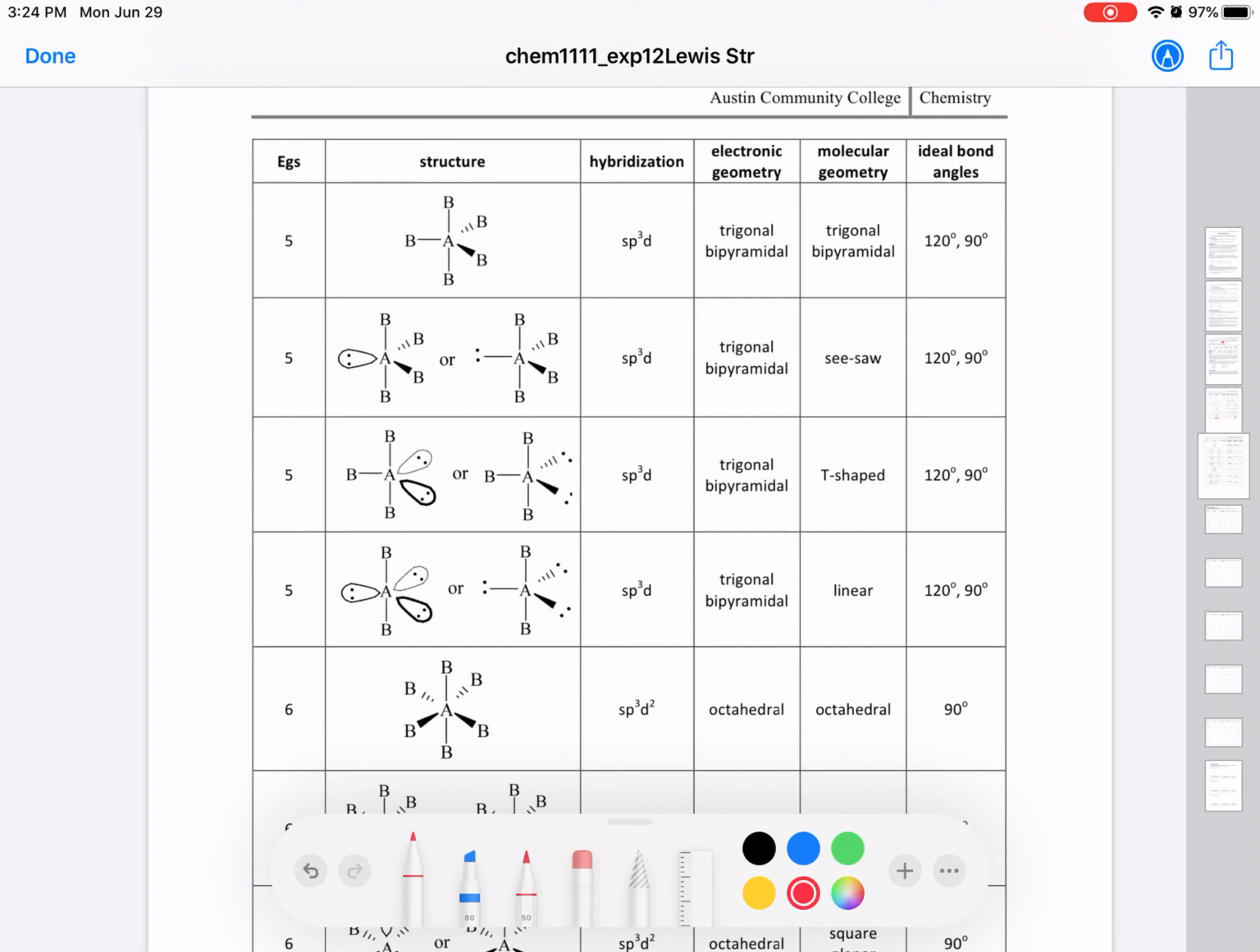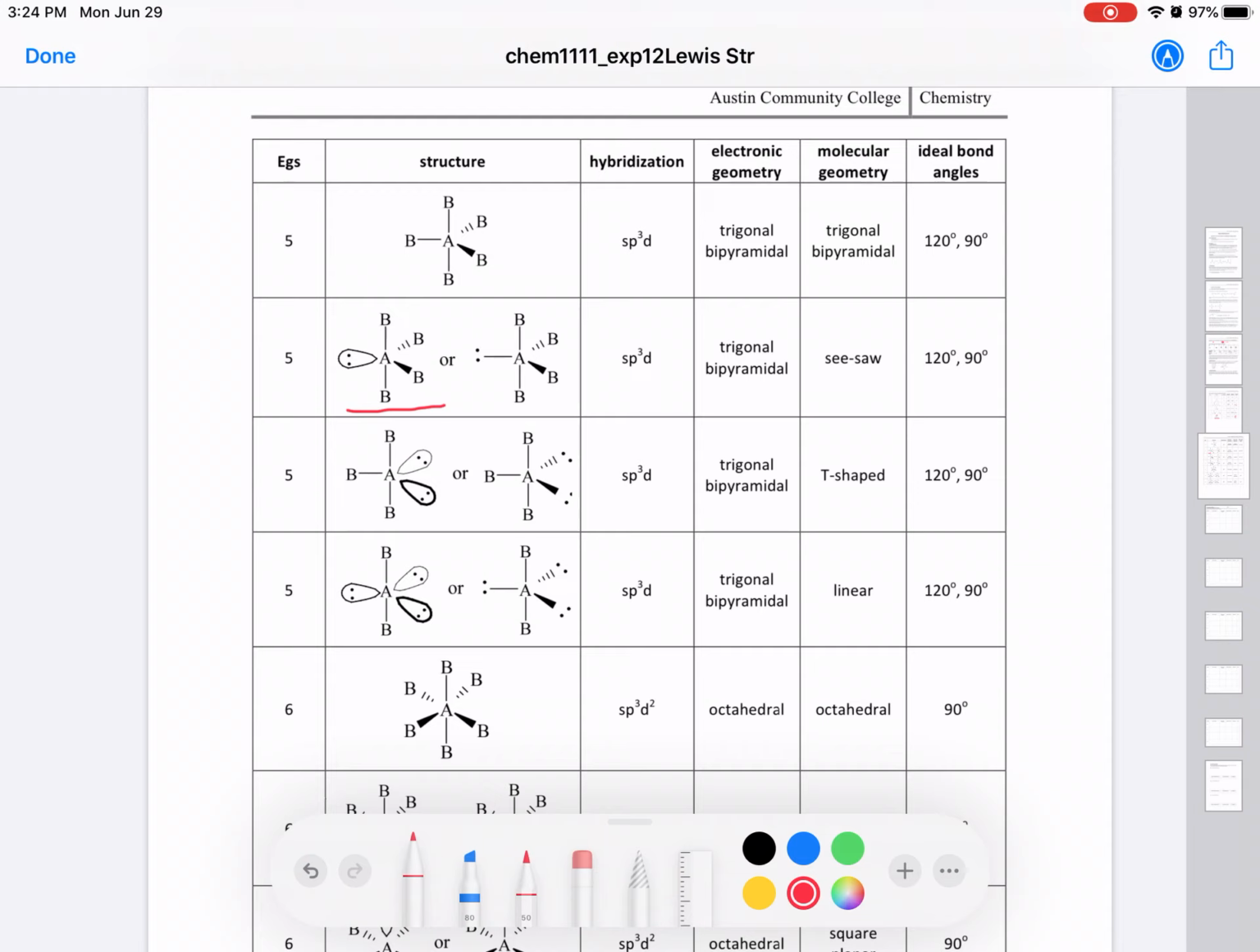So the axial B's are on the vertical axis, and then you have 3 B's on the horizontal axis. Okay, so there are 2 bond angles, 120 and 90. And then if one of these atoms is replaced with a lone pair, you still have 5 electron groups. So it would be sp3d hybridization, with trigonal bipyramidal electronic geometry.